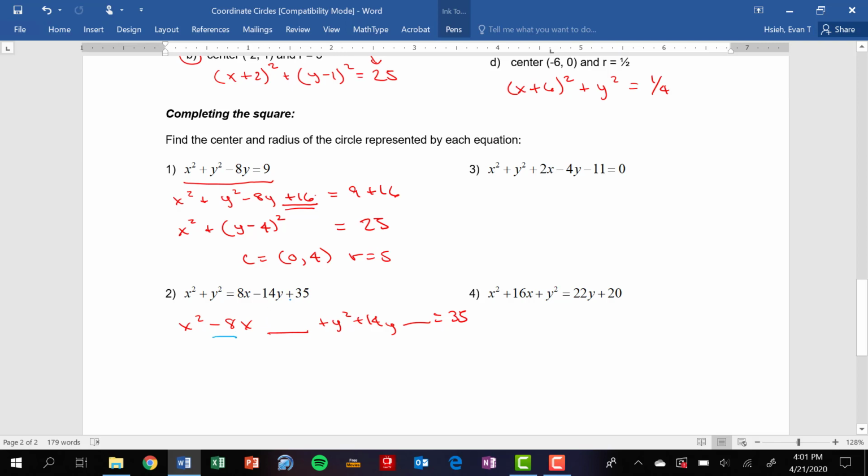Okay, so if I take that middle number, divide it by 2, I get -4. Square it, I get positive 16, which we already had done up above here. And then here, I'm going to take the middle number, divide by 2 and square it. So it's 7², or 49. Because I'm adding 16 and 49 to the left side of the equation, I need to add 16 and 49 to the right side of the equation.